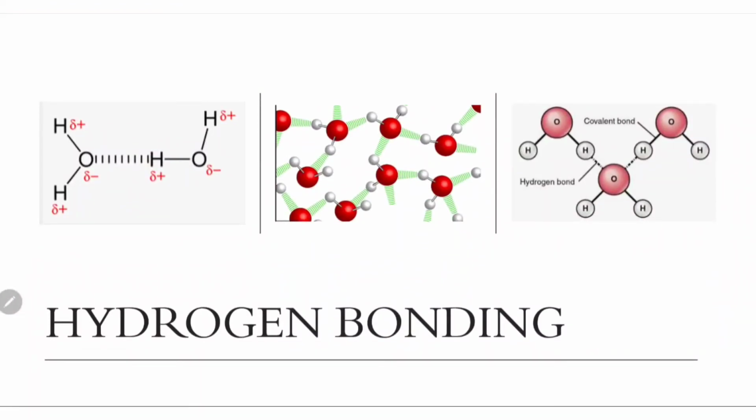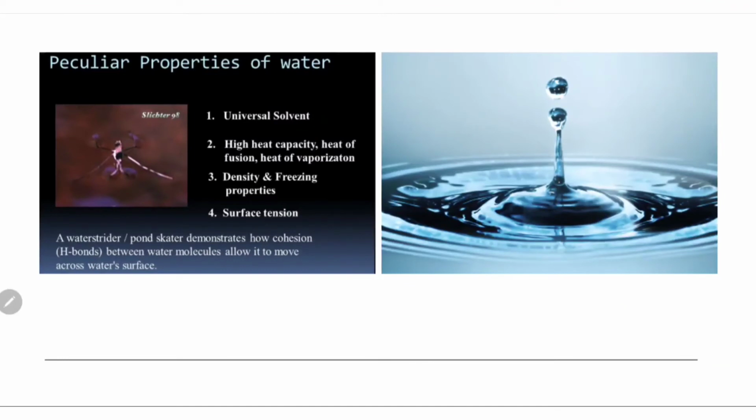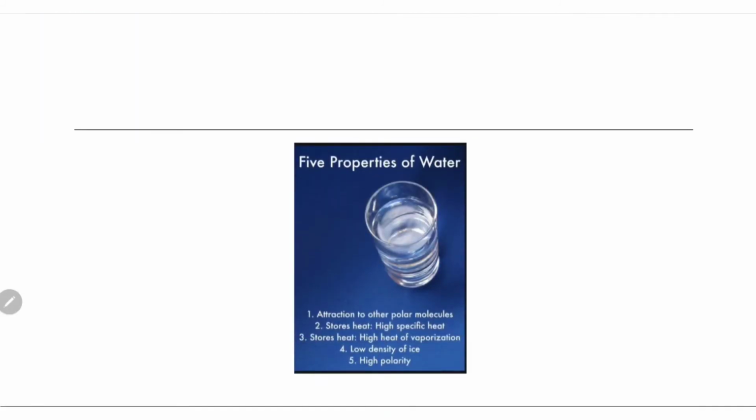The hydrogen bonding gives us peculiar properties of water. First, we use water as a solvent. Then water has high heat capacity. Then the density and freezing properties, that is the anomaly of water, and the surface tension. We can mention here five properties of water.